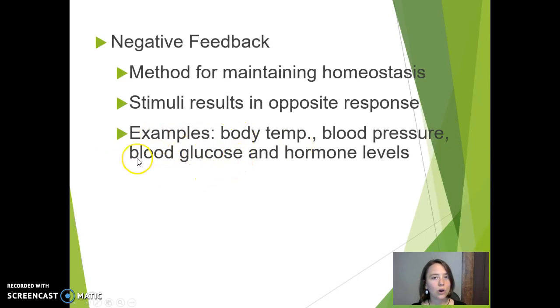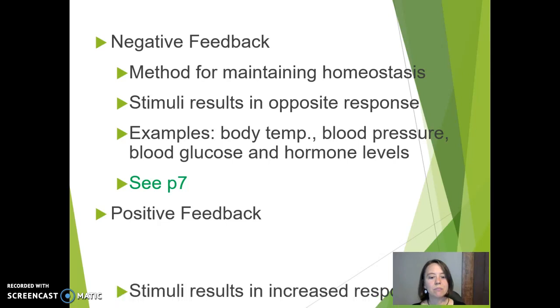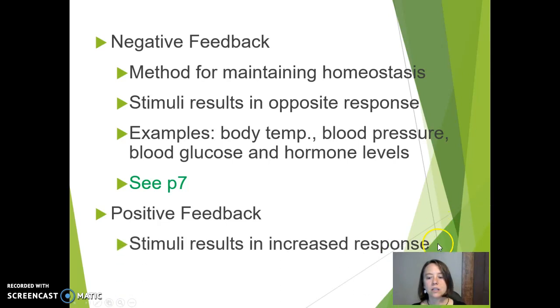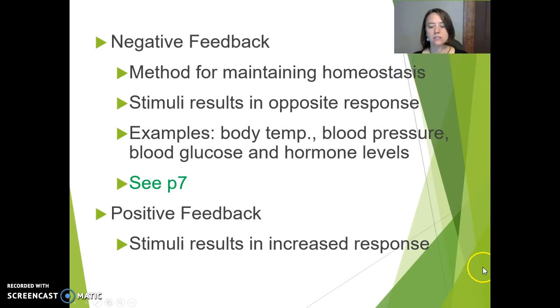Blood glucose, if your levels are too high or too low, your body needs to bring it back to normal. And any hormone level, your body needs to keep in check. Looking on page 7 in your book are some nice examples of this concept. The opposite is a positive feedback loop, where the stimulus results in increased response.